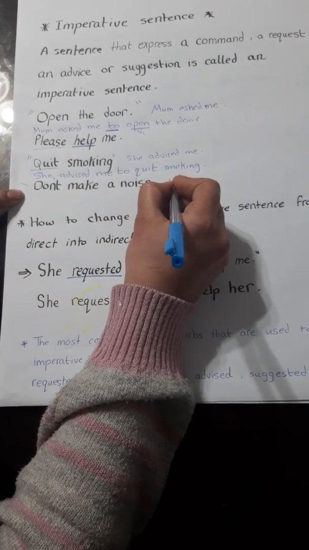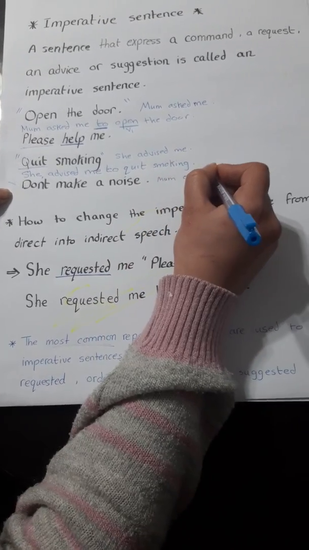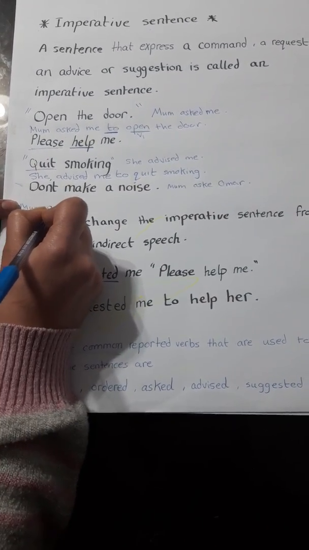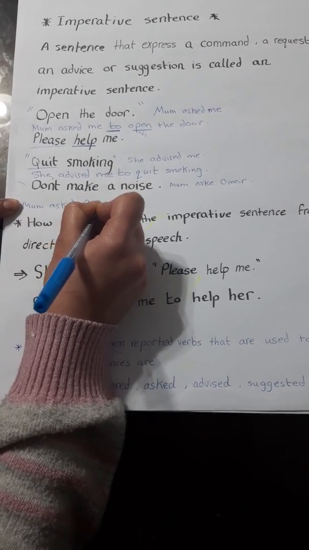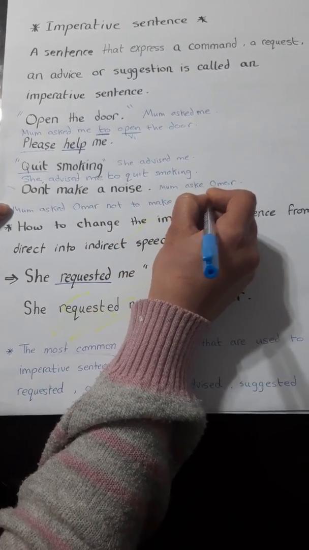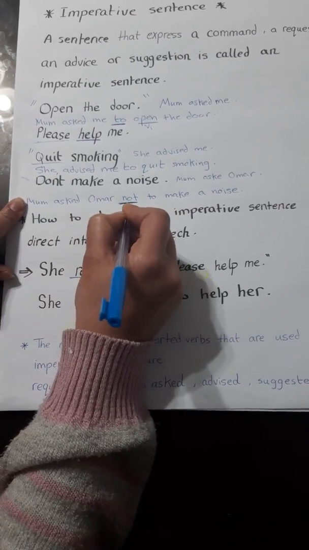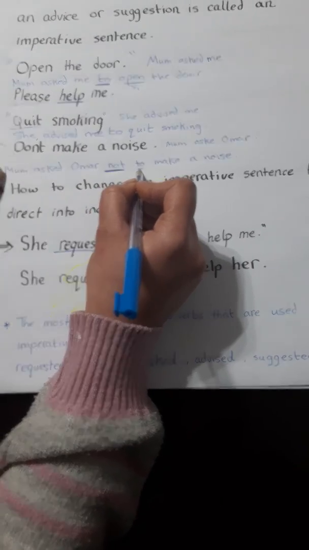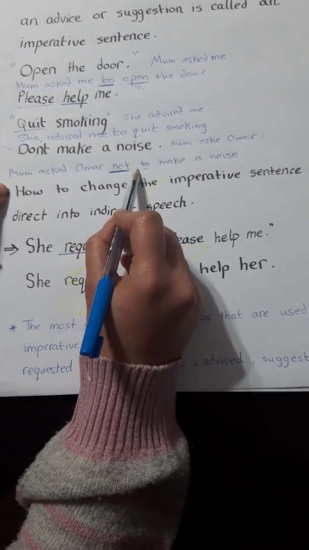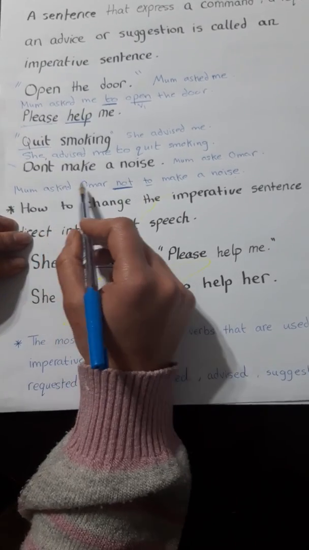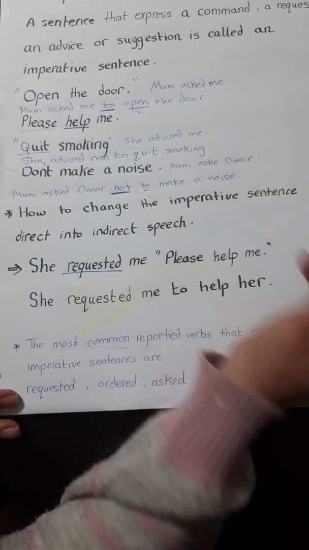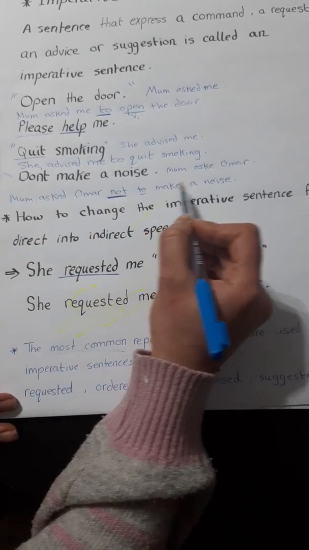Don't make a noise. Mom asked Omar, for example. So Mom asked Omar not to make a noise. Notice that not came here in front of, or before, to. Don't make a noise. Mom asked Omar not to make a noise. And we can't say Mom asked Omar to not make a noise. Not to make a noise is the right way. Mom asked Omar not to make a noise.